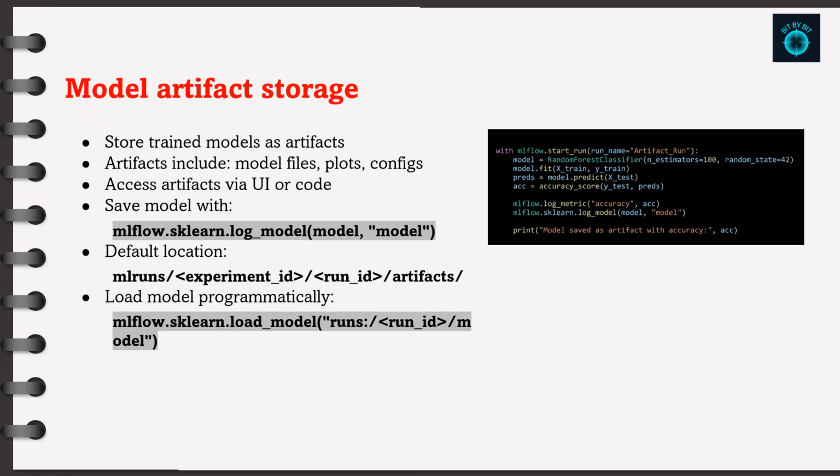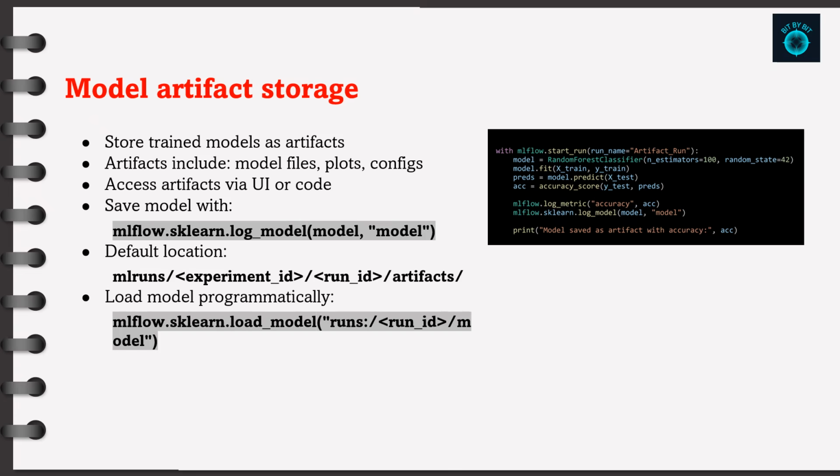When you finish training inside a run, call mlflow.sklearn.log_model(model). This saves the model as an artifact under the current run folder. MLflow automatically organizes these files inside mlruns/experiment_ID/run_ID/artifacts. That means every run keeps its own saved model, so you can revisit or compare them later.